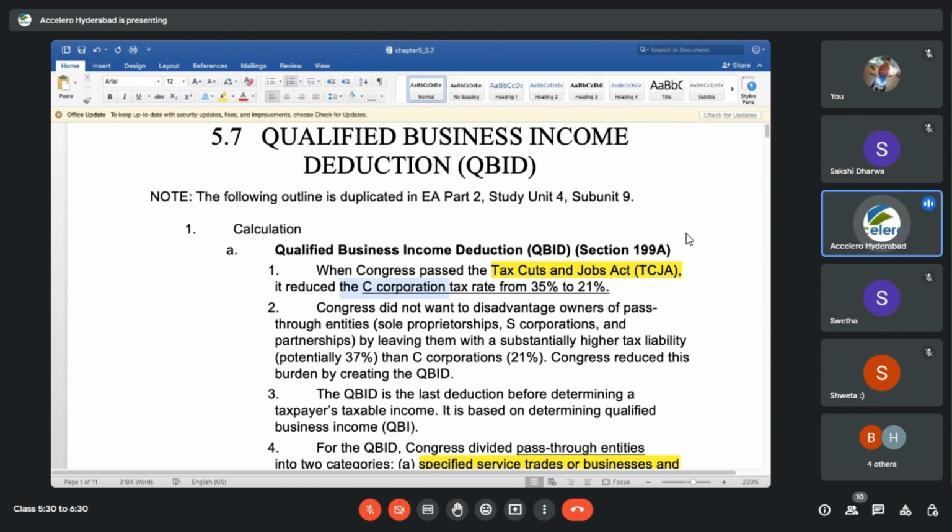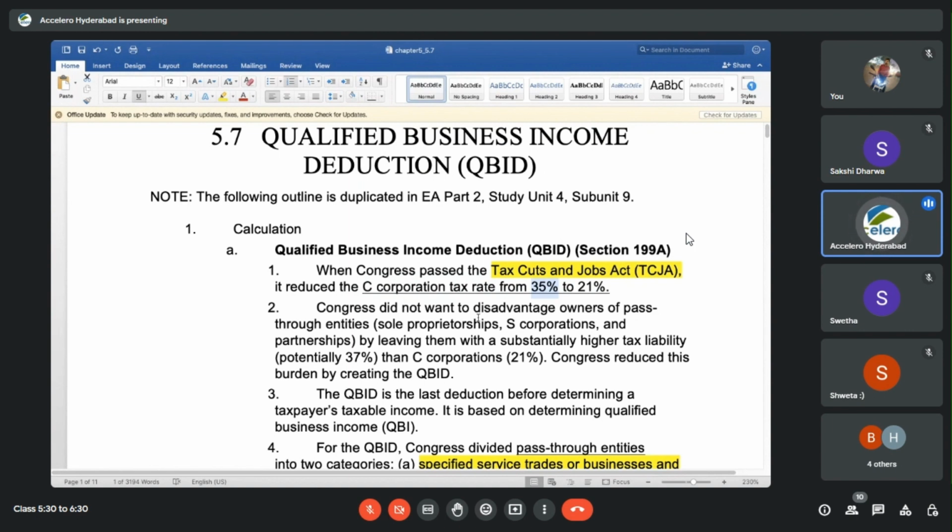So now when the C corporation tax rate got reduced to 21%, there was a natural question that came in from individuals. They said, okay, if it's a C corporation, they're paying only 21%. I'm running an S corporation, or an LLC, or a partnership, or a sole proprietorship, so why do I still have to pay 35%? Why is that not getting reduced?